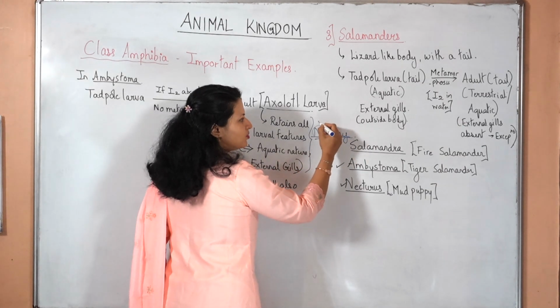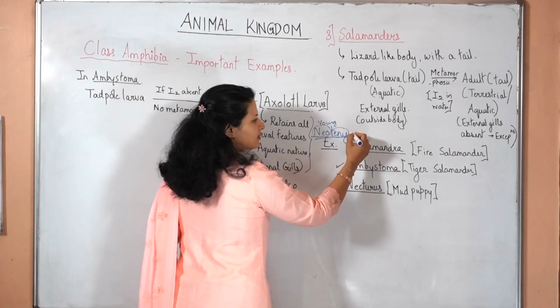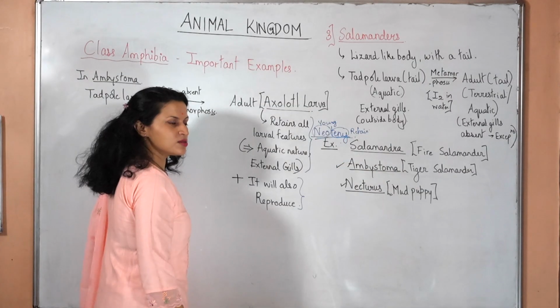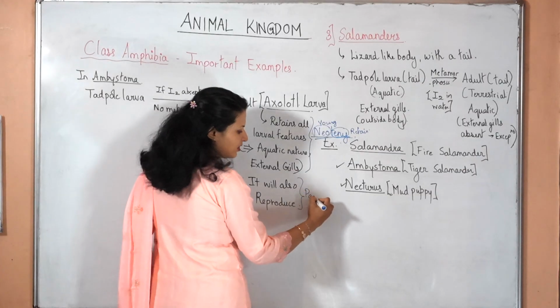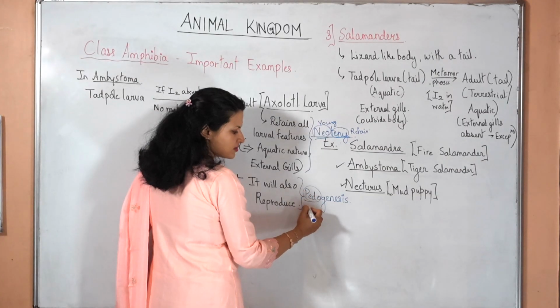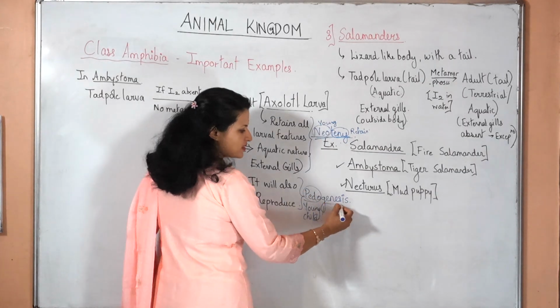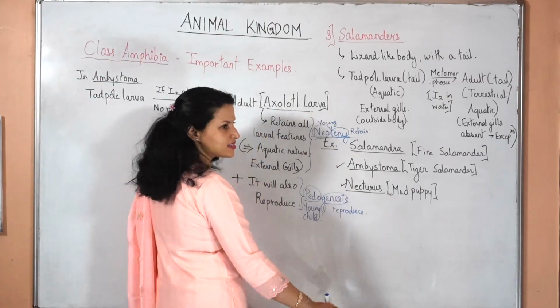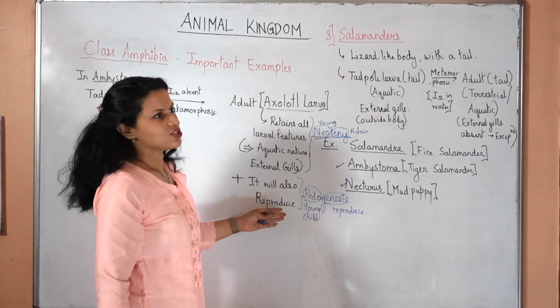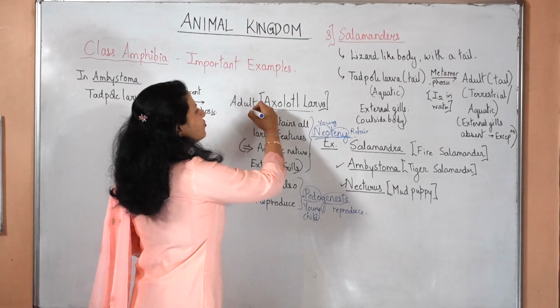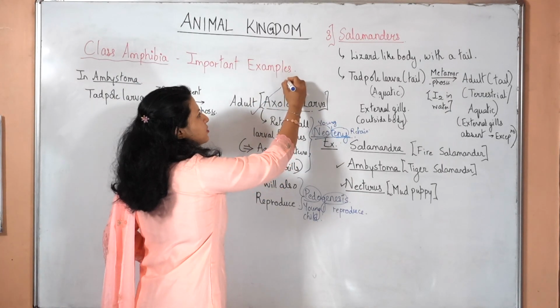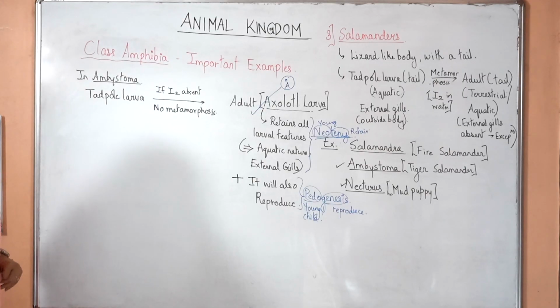Neo means new or young. Teny means retaining youth. This property of the larva being able to reproduce, this is known as pedogenesis. Pedo means young or child. Genesis means reproduce. It's as if the child is reproducing, but it's actually an adult that looks like the larva. So these are the things that you must know for axolotl larva. This is important for AIMS. Next we'll see about Necturus.